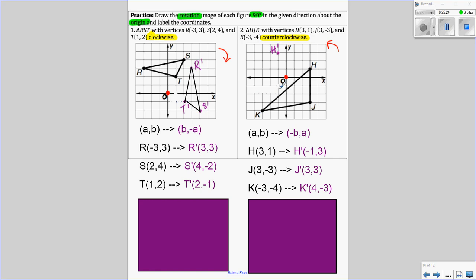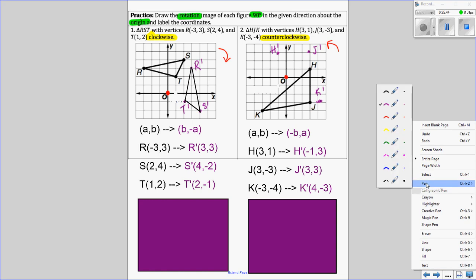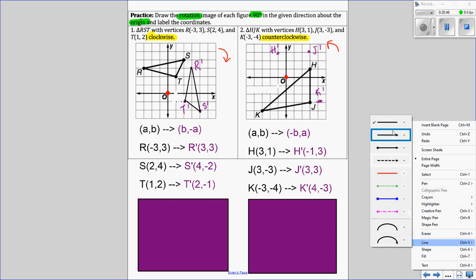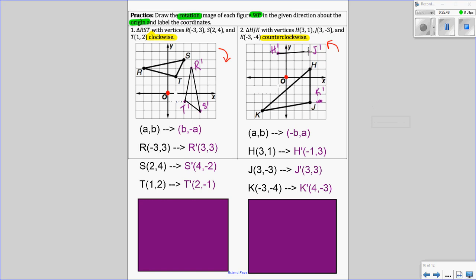This one's going to be 3, 3, J prime, and then 4, -3, 1, 2, 3, 4, -3, which is K prime. And I connect my dots to create this shape. Okay.